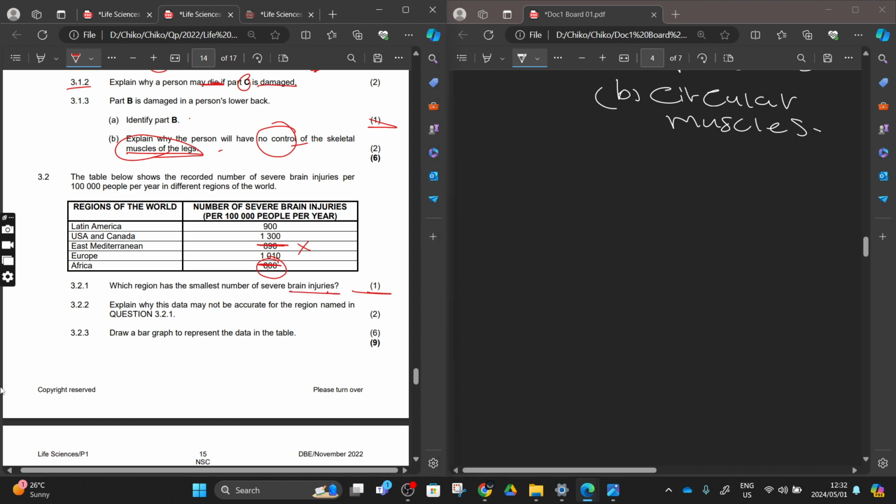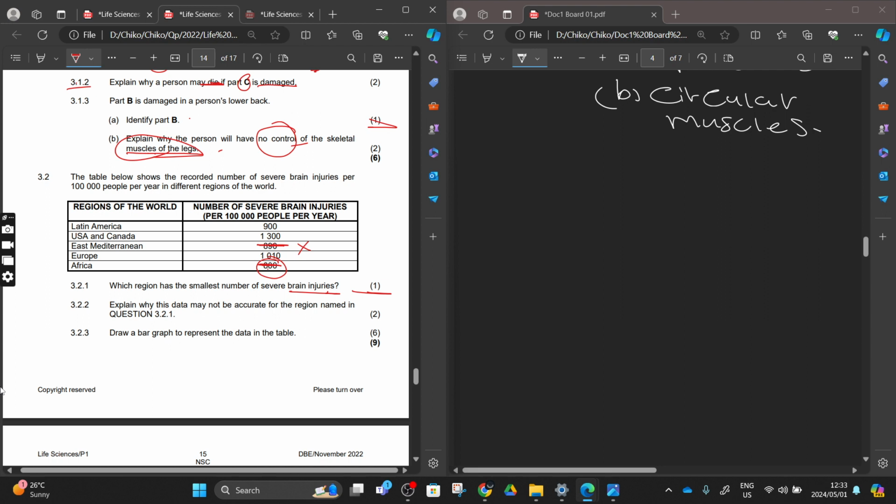And then explain why this data may not be accurate for the region named in 3.2.1. Another thing, they will need you to explain based on your understanding, based on your reasoning capacity, because they didn't give this somewhere. The table below shows the recorded number of severe brain injuries per 1,000 people per year in different regions. We have Latin America, USA and Canada, Eastern Mediterranean, Europe, and Africa. The number of severe brain injuries in Africa is lowest. So explain why this may not be accurate for the region named there. Why can this not be accurate in Africa?